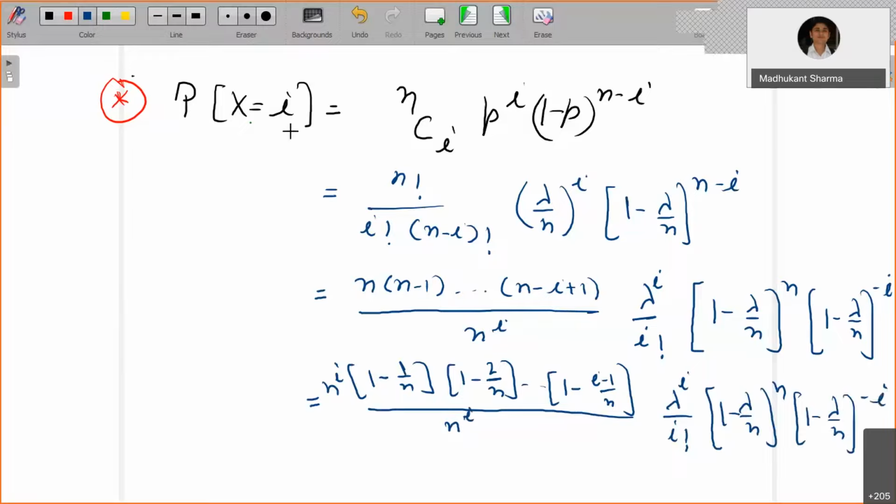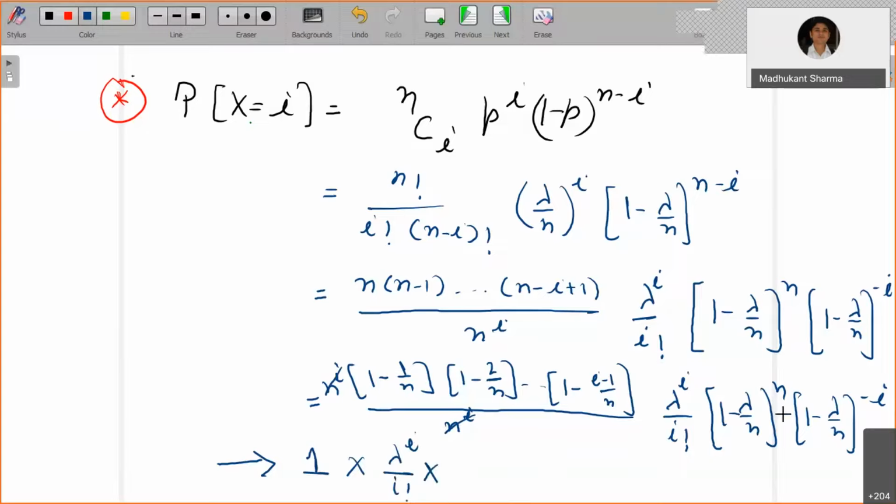We are looking at a fixed I. Okay, I is not varying, only n is going to vary. So n to the power I gets cancelled. Now, as n tends to infinity, 1 by n tends to 0, 2 by n tends to 0, I minus 1 by n also tends to 0. So only 1 into 1 into 1, I times, it will still be 1. The first term converges to 1 as n tends to infinity. The second term is independent of n, so it is going to be lambda to the power I by I factorial.